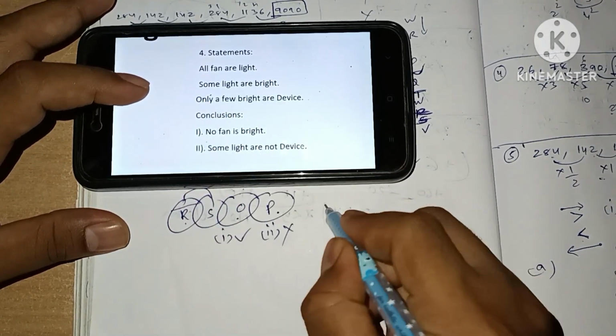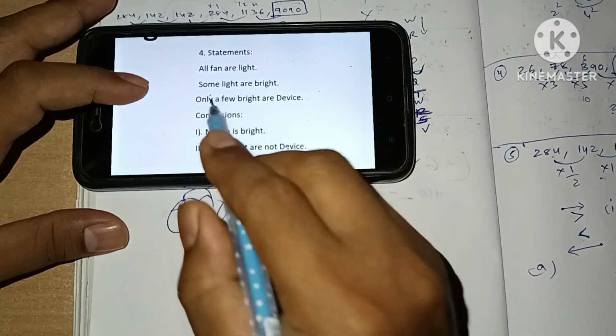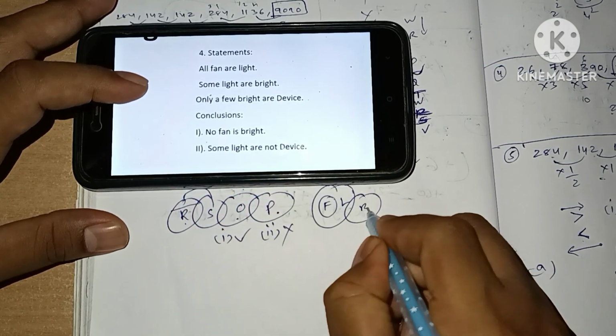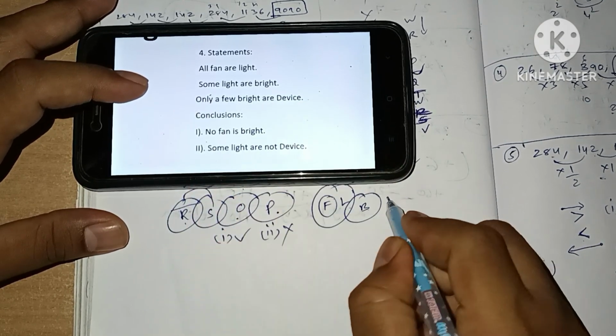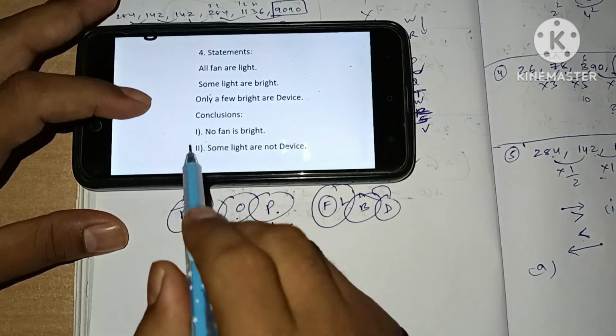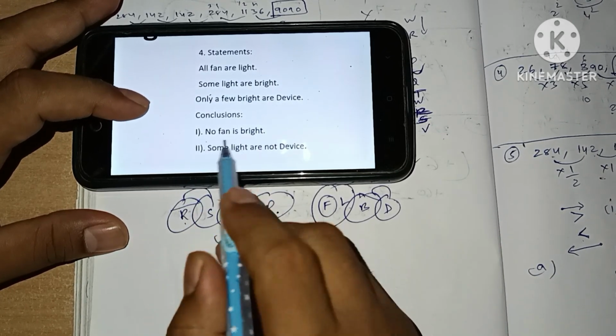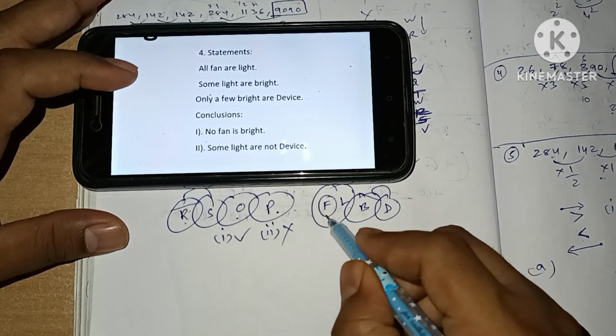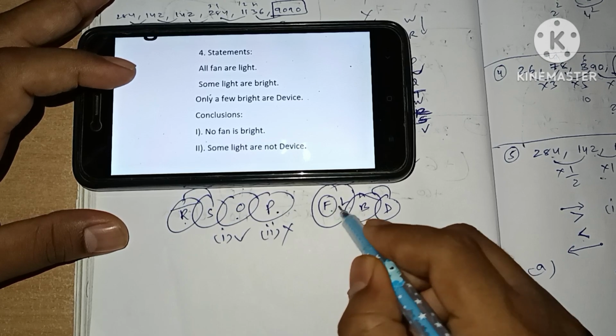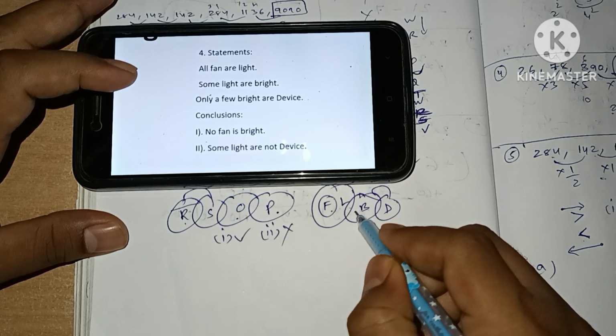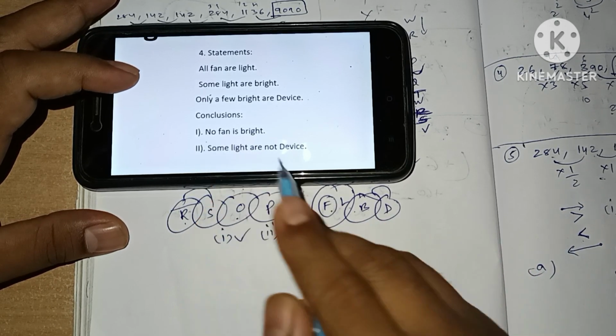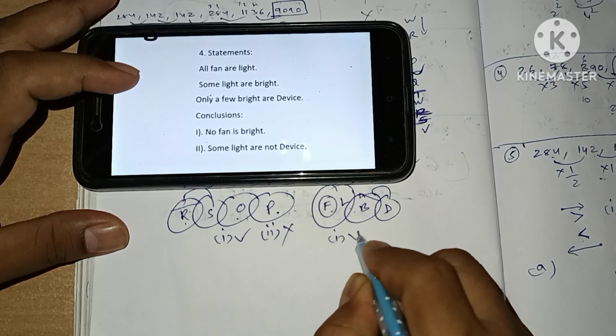All fan are light. Some light are bright. Only a few bright are device. Let's see conclusions. No fan is bright. We check some fan can be bright. Some part of fan can share bright. Yes, it is possible. Some case possible means no case will fail.